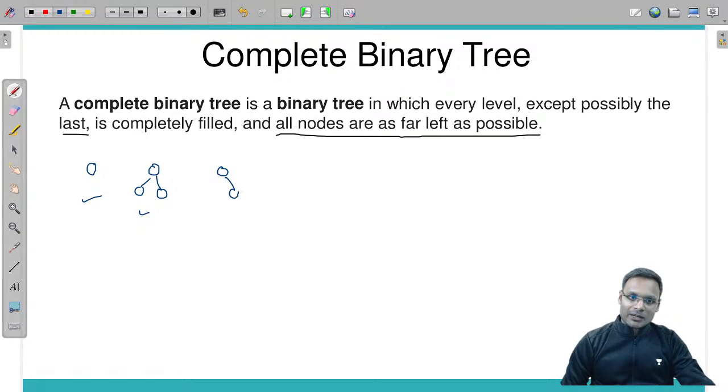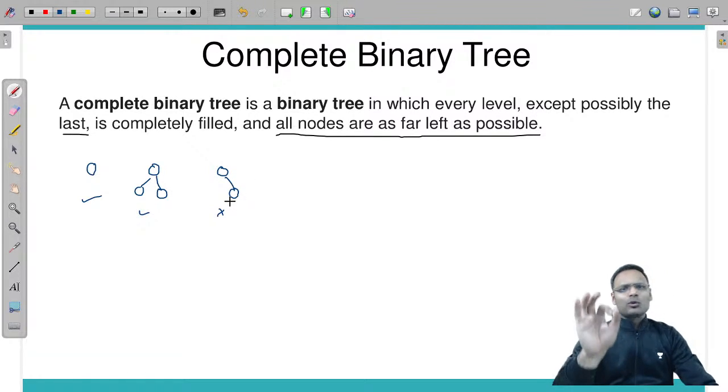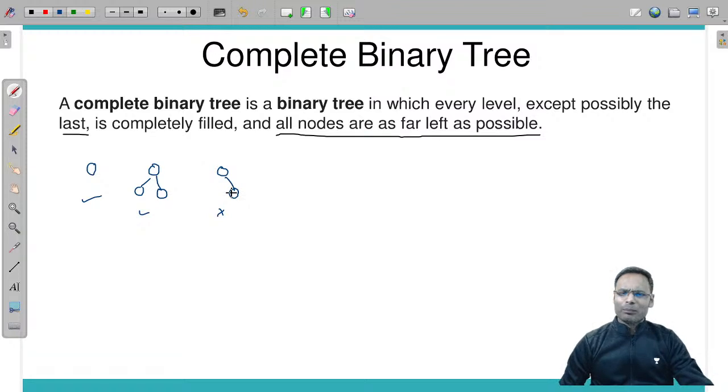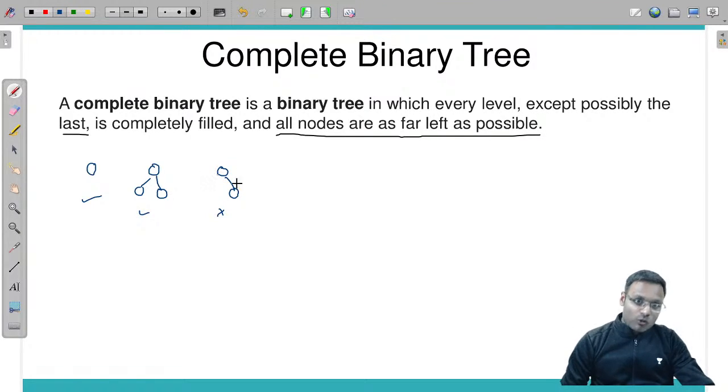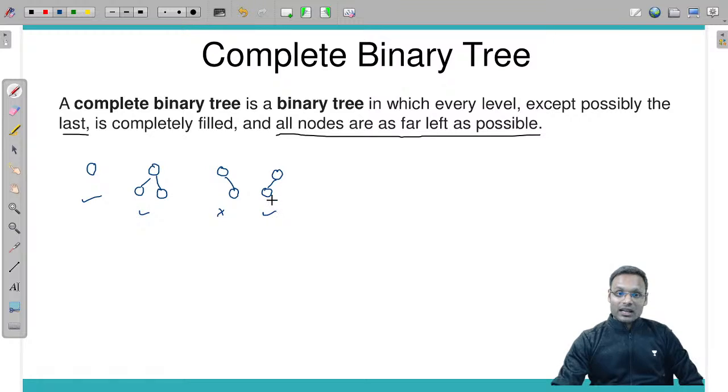Is this a complete binary tree? No. Why not? If the last level does not have maximum nodes, no problem, that is possible, but the nodes should be arranged from left to right. We should have the leftmost node first, after that the right node. Means if somebody asks, is this a complete binary tree, ji haan, ye correct hai. The last level is this one and it has less than the maximum number of nodes, fine. The level above has the maximum number of nodes, yes, and the nodes are arranged from left to right. So this is a complete binary tree.